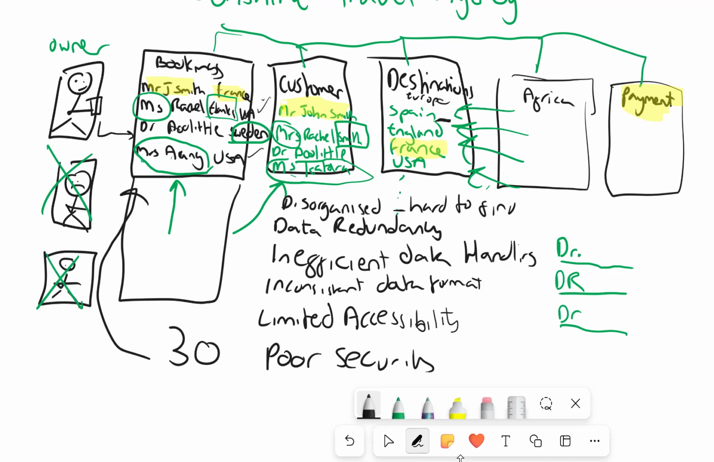So this is what we've got so far with our file-based system. Disorganized data redundancy, inefficient data handling, inconsistent data formats, limited accessibility, and poor security. So what can we do about it? Well, folks, that is where databases come into it. Dun, dun, dun. Shock, horror.